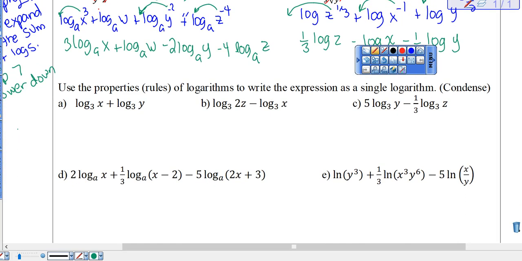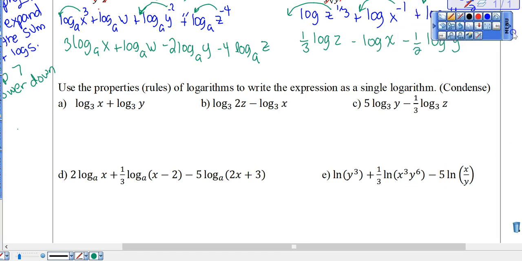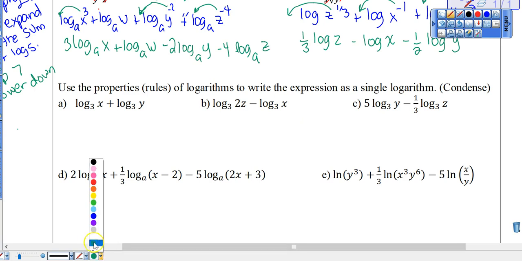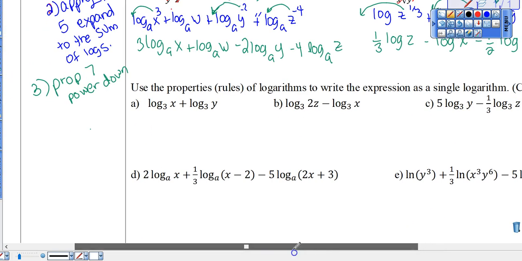Now we're going to do the other thing. So we're going from using the properties to write the expression as a single logarithm. So we're condensing. So we're going from expansion to condensation. So what we want to do is reverse everything we've done. The last thing we did was power down. So on this one, the first thing we're going to do is reverse that, which is what? What's the reverse of that?